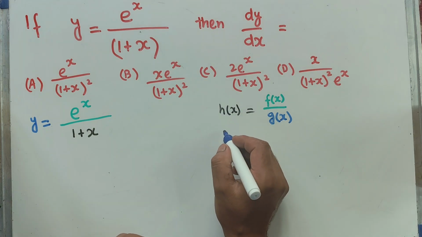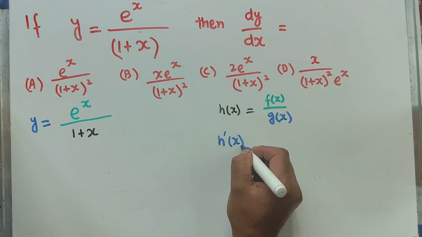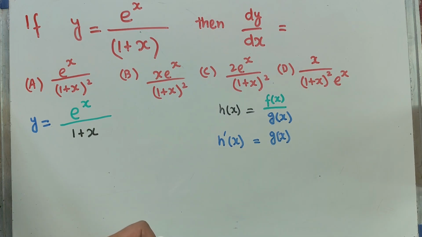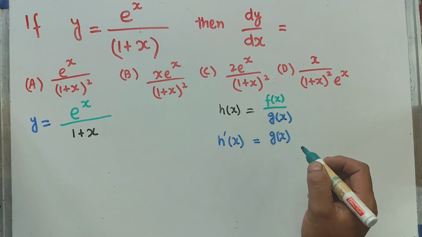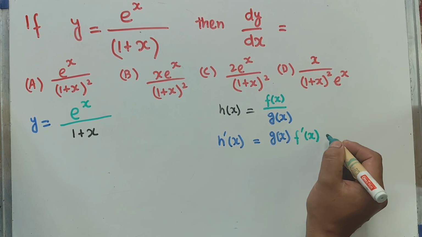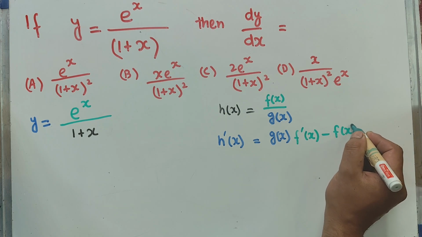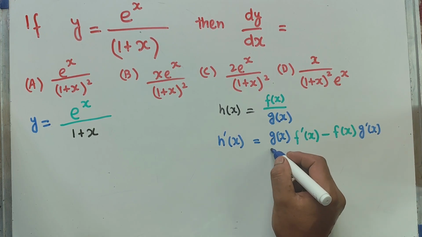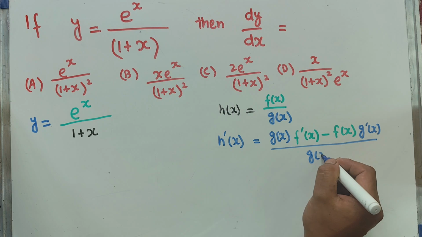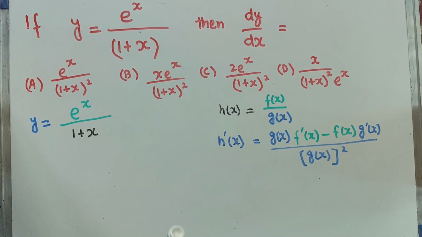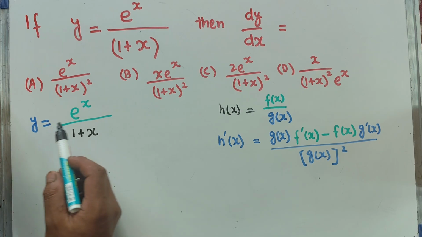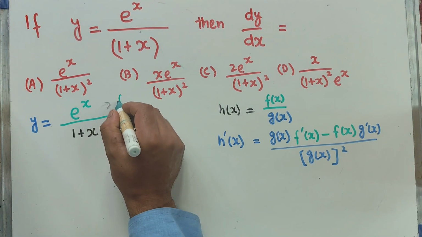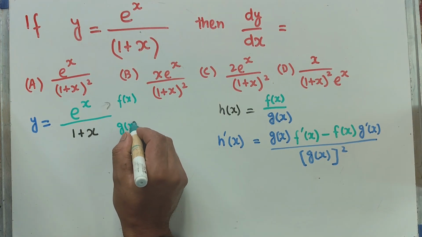Then the derivative of h of x, that is h prime x, will be equal to, we write the denominator first, that is g of x, and we multiply it with the derivative of the numerator, that is f prime x. Then we subtract the numerator, that is f of x, and multiply it with the derivative of the denominator, that is g prime x, divided by g of x whole square. Here you can think of this as our f of x, this is our g of x, and this is our h of x.